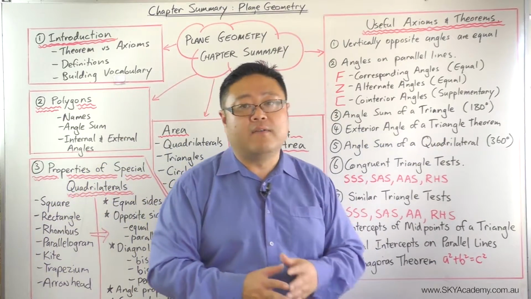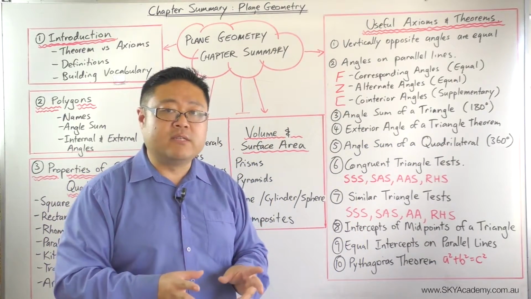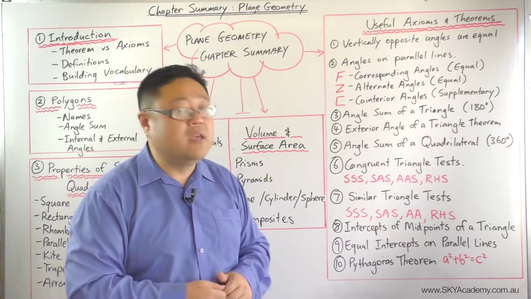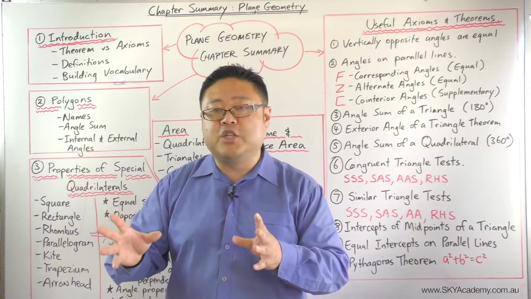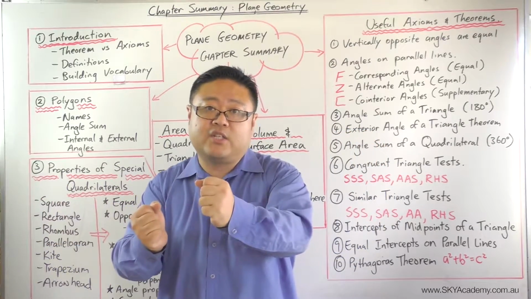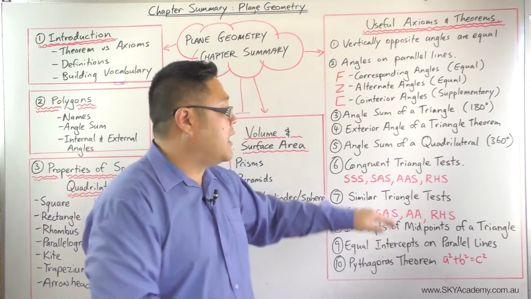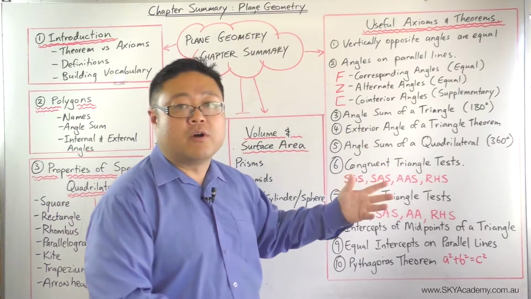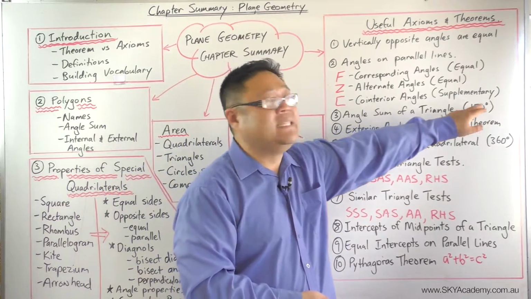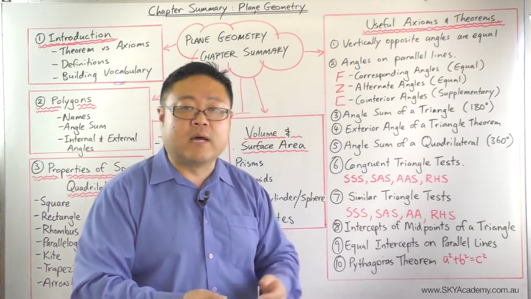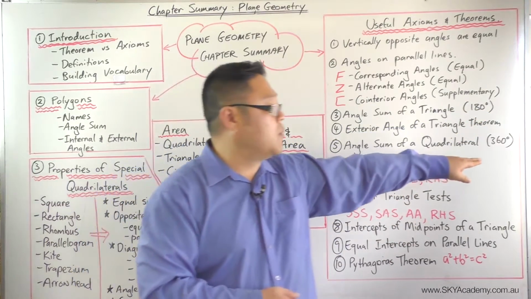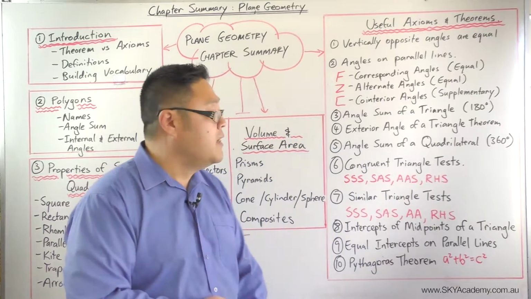angle sum of a quadrilateral is 360 degrees, because essentially a quadrilateral is a four-sided shape, and a four-sided shape is basically two three-sided shapes added together, okay? Two three-sided shapes being two triangles. So basically it's going to be double 180 degrees that will be the angle sum of a quadrilateral, which is exactly what we get, 360 degrees, yeah?